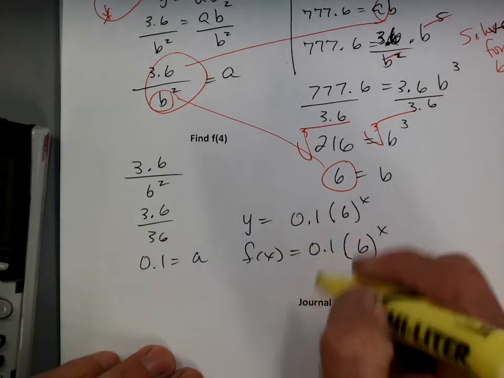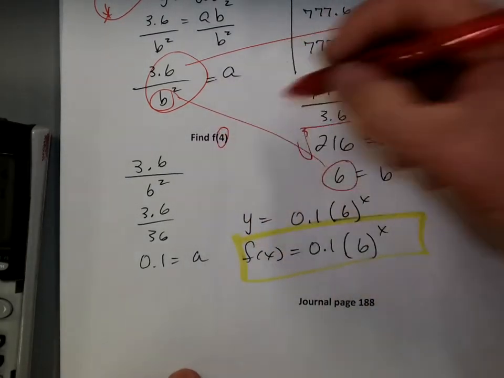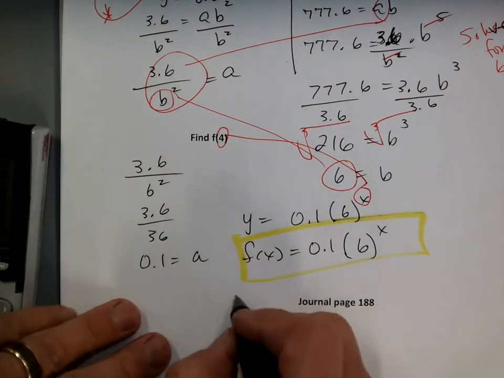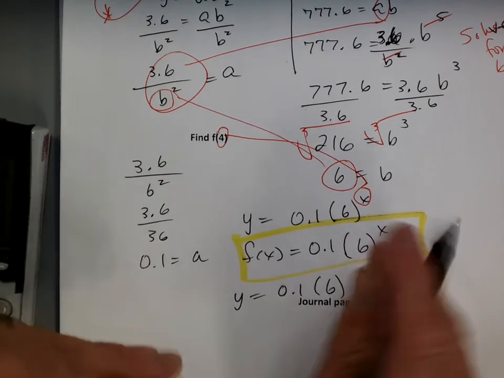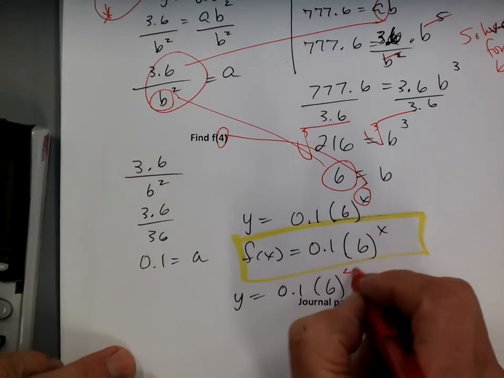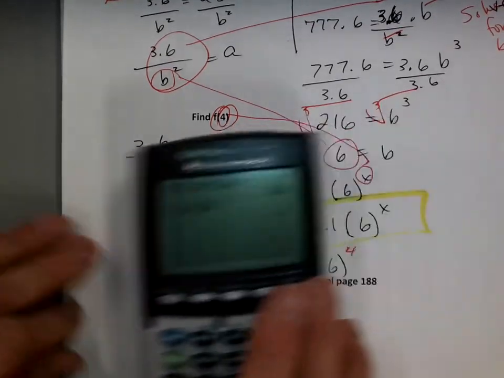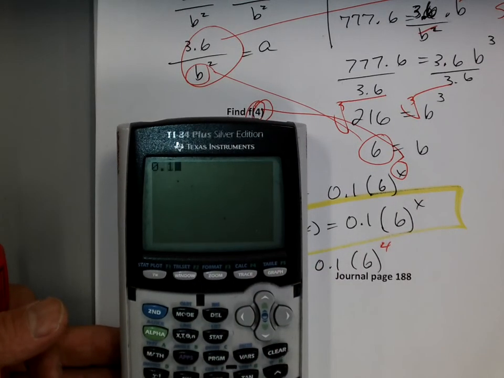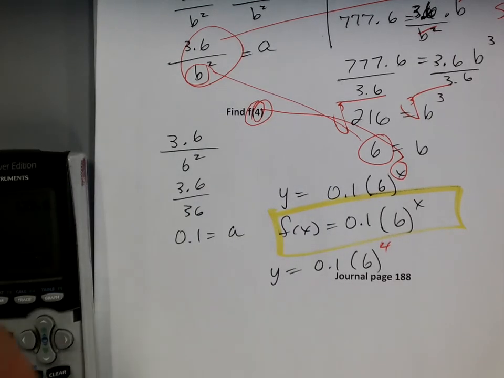Now what am I going to do? Well, it says f of 4. Well, I can just plug in 4. So using my equation, let's take 4 and plug 4 into my equation. I can go y equals 0.1 times 6 to the 4th power, because that's what that says, f of 4. And I'm just going to use my calculator. So I'm going to go, okay, 0.1 times 6 to the power of 4, and I get an answer of 129.6.